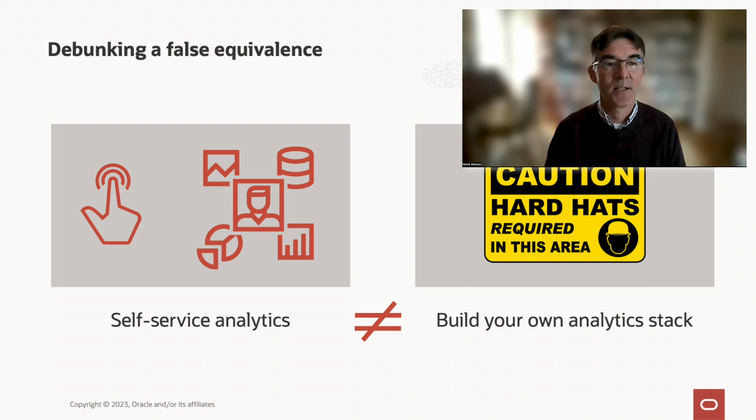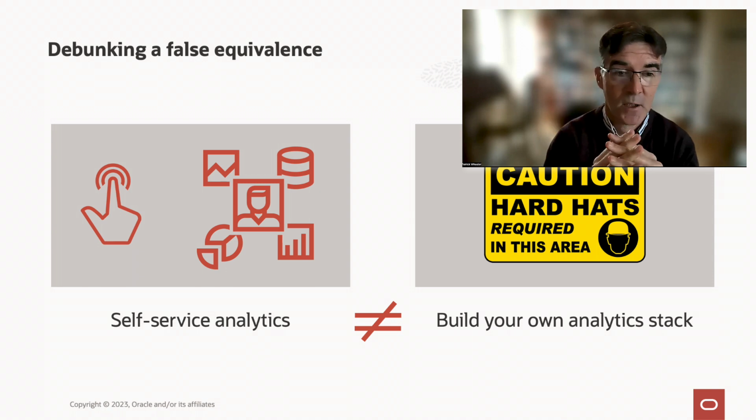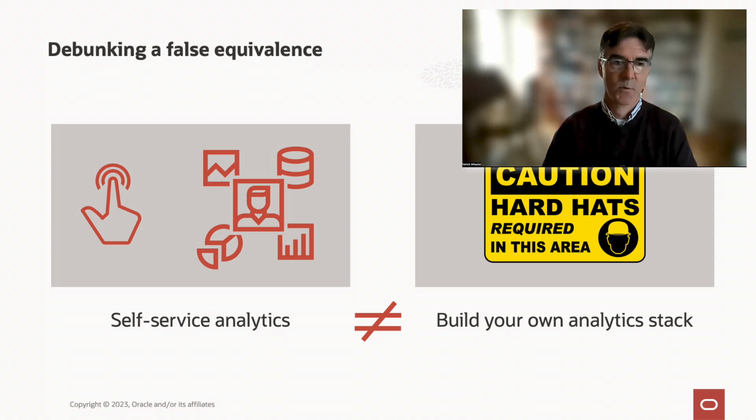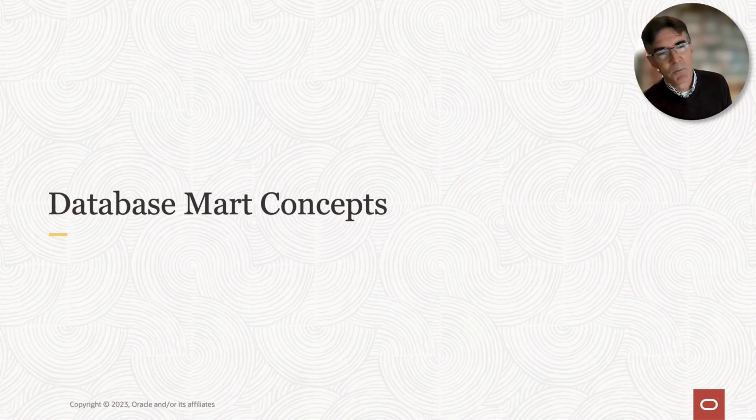But I'll start by debunking what I think is a false equivalence in the marketplace. And then it sounds like a very good idea to level set on basic data mart concepts. What is it we're doing? And how specifically is Autonomous Database differentiated? And then we'll show you how it's differentiated. So let's start with this debunking of a false equivalence.